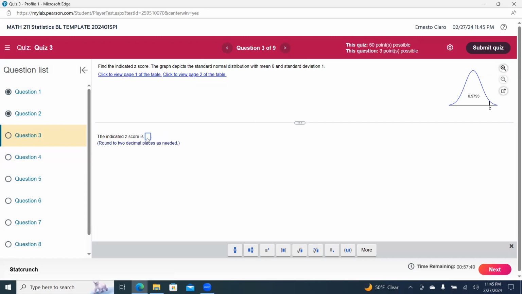So that's an area that they're giving us to the left of z. To find that z, we would have to do inverse norm of an area. It's the inverse of the normal CDF, 0.9793, comma mu, comma sigma, and that's going to be 2.04.